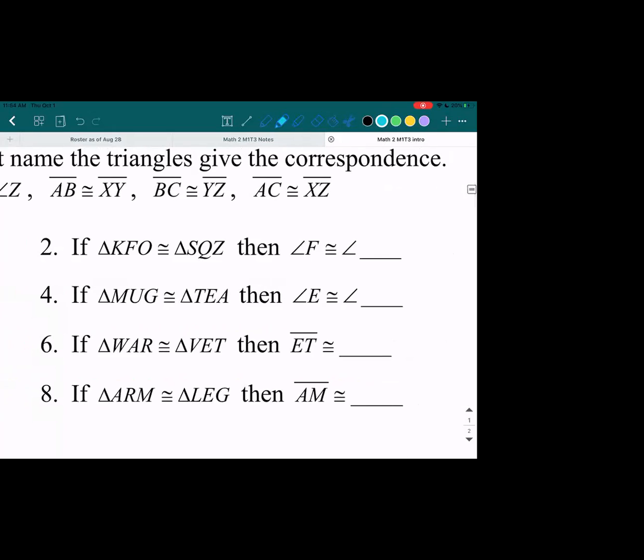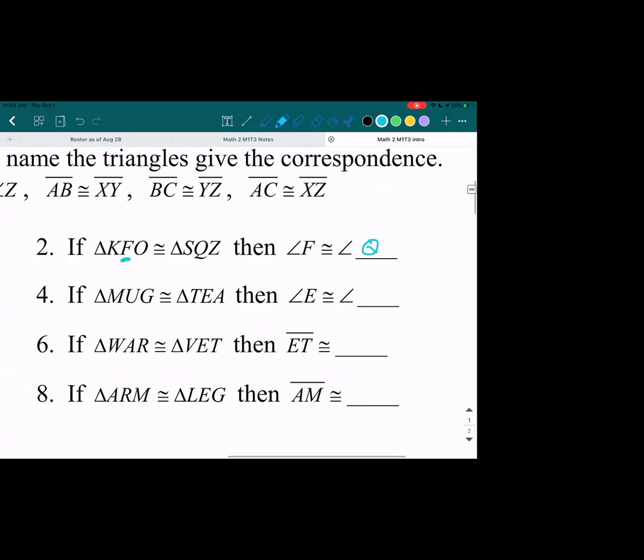Okay, let's do the evens now. We have KFO is congruent to SQZ, then angle F is congruent to angle what? Q. Q, yes. They are both the second letter. Remember, the order matters, so whatever order they appear, they show the corresponding parts. Okay, if triangle MUG is congruent to triangle TUB, then angle U is congruent to angle U. Good job.